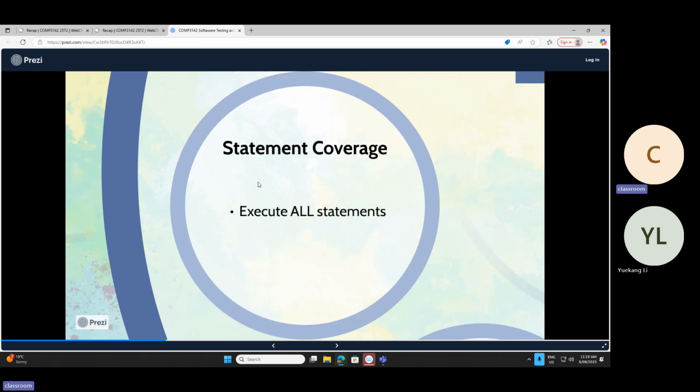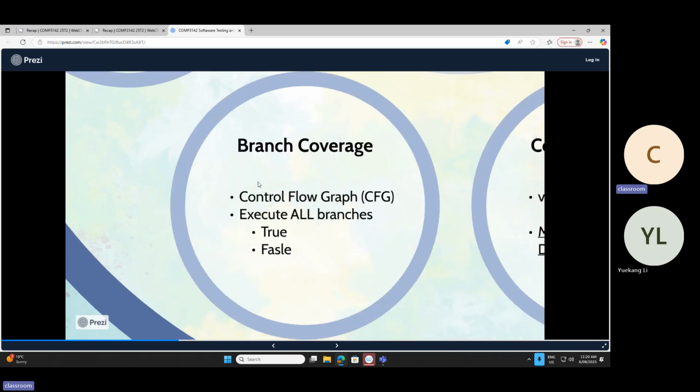So the most basic type of coverage we learned is statement coverage, right? Basically, a program is normally considered to be made up of a sequence of statements, right? So the target of most of our testing is to execute all the statements, right? So this is very straightforward. And we can also have branch coverage.